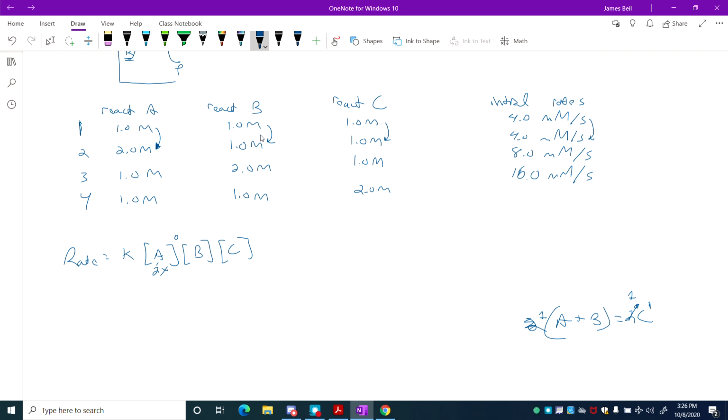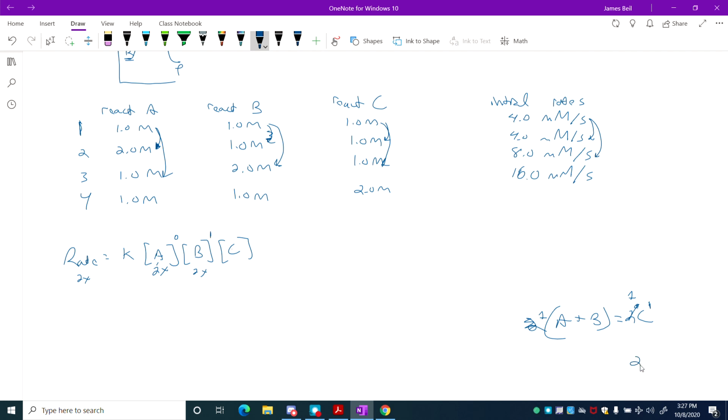To look at the exponent for B, I want to compare two experiments where B is doubling, but A and C are not changing. That way, if the rate changes, it must be due to the change that I made to B. So I'm isolating the relationship between the molarity change for one of my reactants and the rate change. In this case, I'm doubling the molarity, and I do see that the rate from experiment 1 to experiment 3 doubles. So if one doubles and the other doubles, the exponent is a 1.